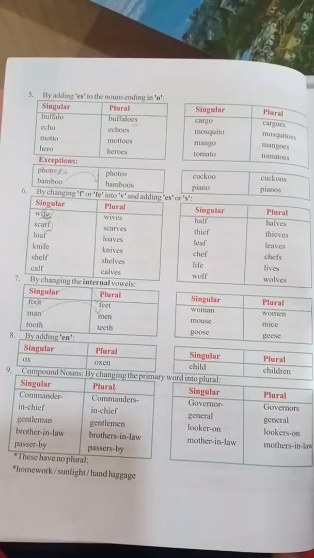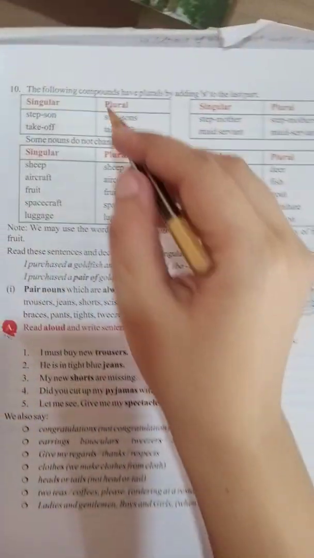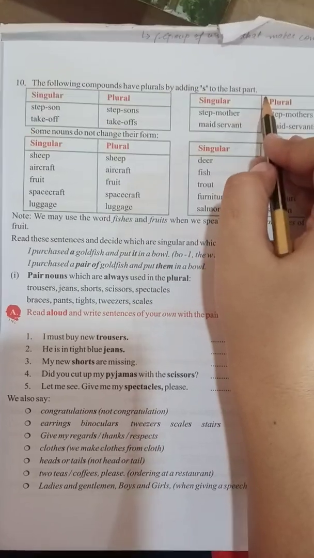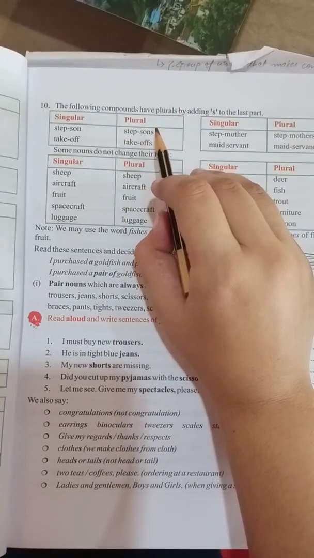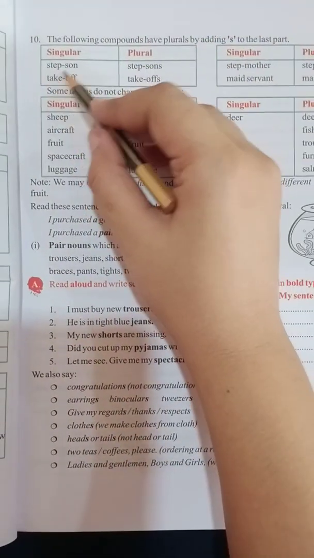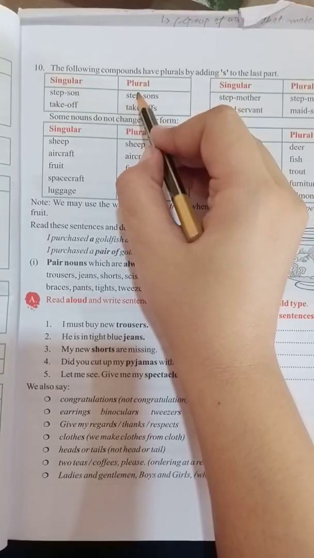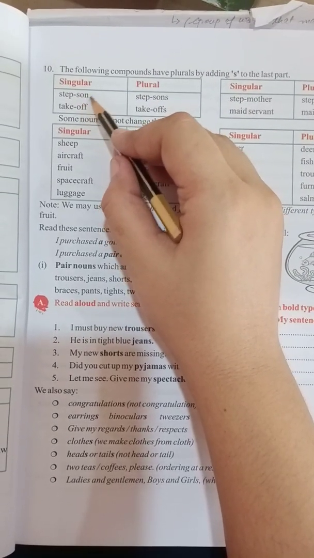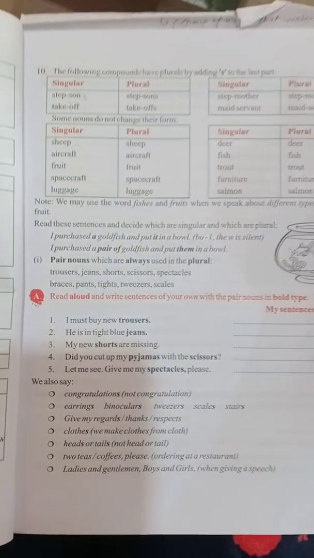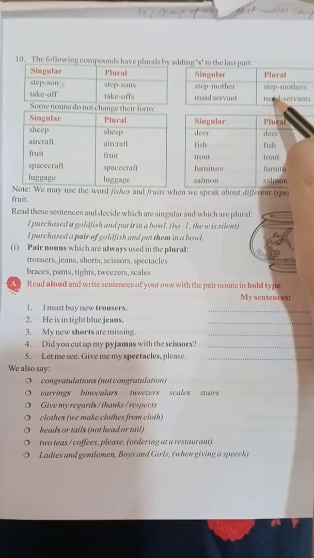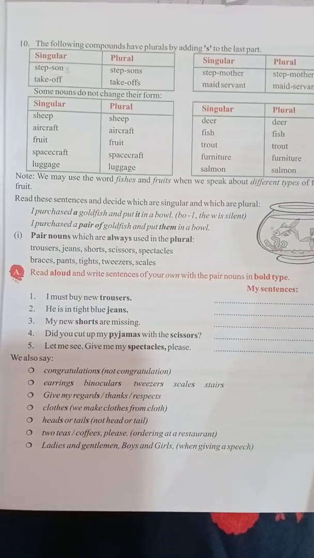Okay. Now let's talk about, students, the 10th rule, which is the following compound have plurals by adding s to the last part. See, there are again some compound nouns which are being formed as a plural by adding s. Stepson is there. I have to form its plural by adding s in the last word. That is, I am going to add s in son. It becomes stepsons. Now, similarly, stepmother, stepmothers is a plural form of it.